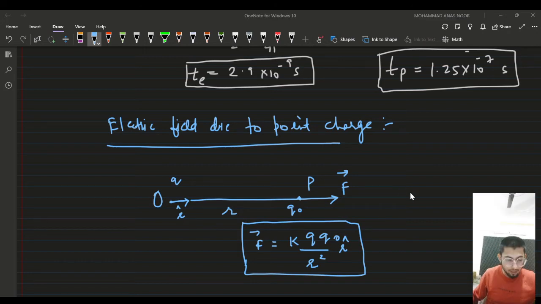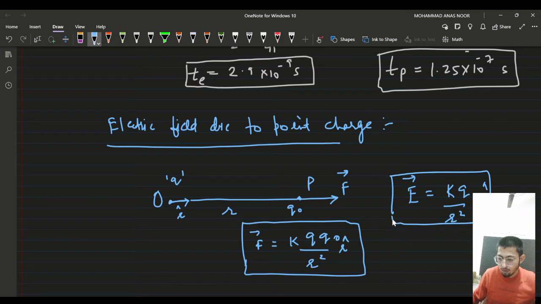Now what would be the electric field? Electric field would be force upon q naught, that is k q by r square. If you want to write direct, you should be able to write it directly. What is electric field? k q by r square, where q is the charge due to which we want to find the electric field. Remember this. So we want to find the electric field due to this charge, that's why it came in here. And again, because this is a vector, we put in a unit vector here.